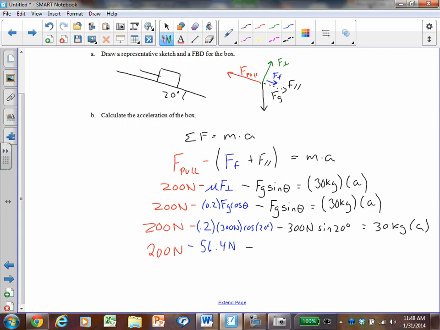Minus 300 sine of 20. 104. 102.6. So we got 200 minus 56.4 minus 102.6. That gives 41 newtons, which equals 30 kilograms times A. So A will be 41 over 30. What's a newton over kilogram? Meter per second squared.